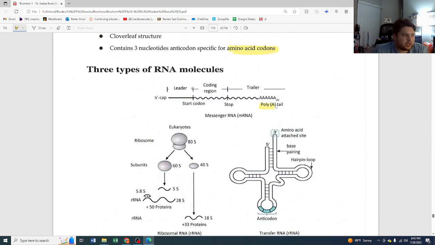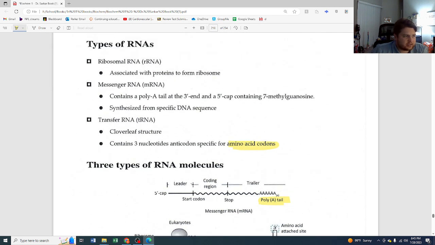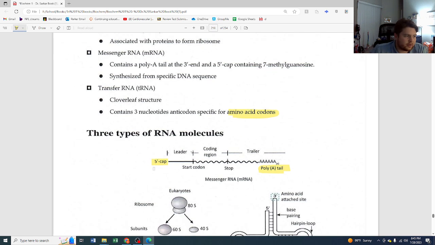We have a poly A tail, which is just a whole bunch of adenosine at the very end of the tail on the 3' end. And there's a 5' cap. This cap contains 7-methylguanosine. The cap is really just to protect that end to make sure that it doesn't get unraveled from that end.